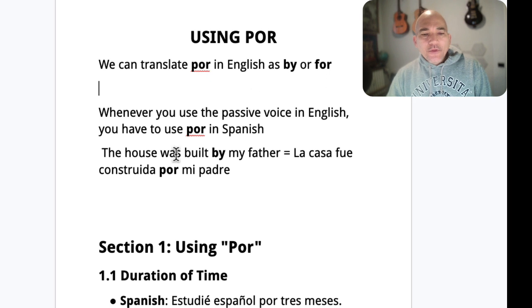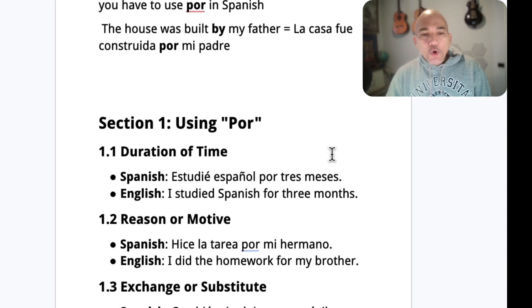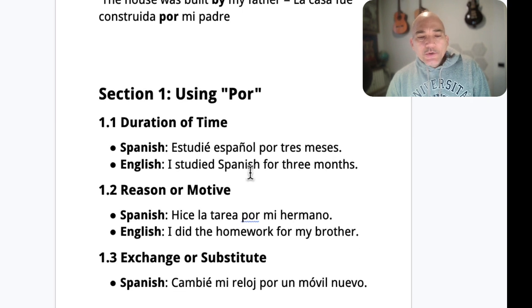For example, the house was built by my father. So, la casa fue construida por mi padre. That's in the passive voice. So, another use of por is duration of time. For example, estudié español por 3 meses. I studied Spanish for 3 months. So, if you want to emphasize the duration of time of some action, then you're going to use por and not para.